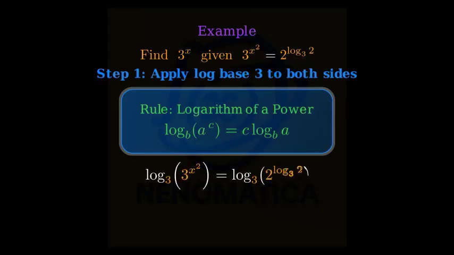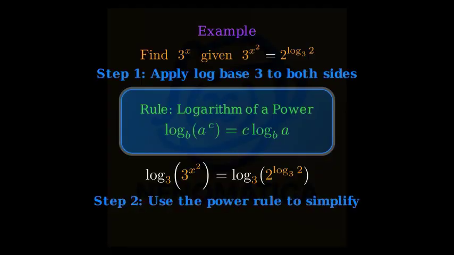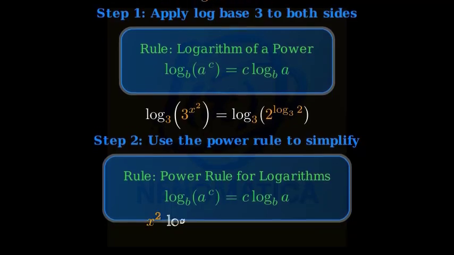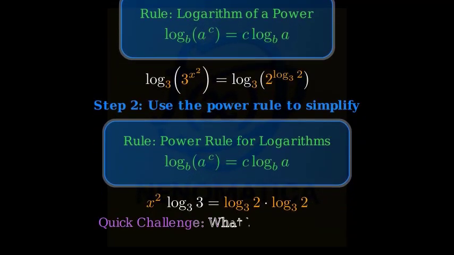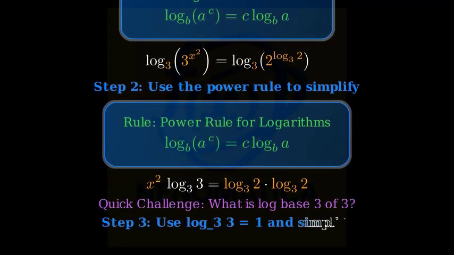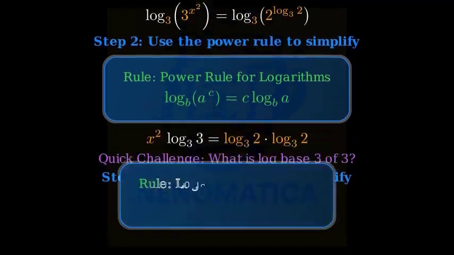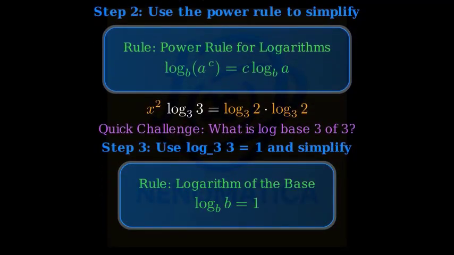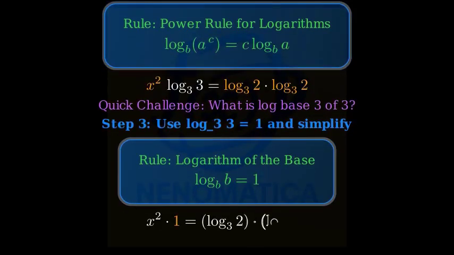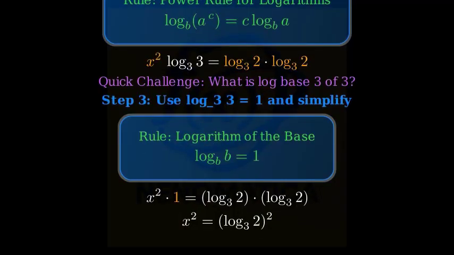Taking log base 3 gives log base 3 of 3 to the x squared equals log base 3 of 2 to the log base 3 of 2. Step 2. Use the power rule to bring exponents down. Here is the rule again. We get x squared times log base 3 of 3 equals log base 3 of 2 times log base 3 of 2. Step 3. Substitute log base 3 of 3 equals 1. This identity converts the left side into x squared times 1. So we have x squared times 1 equals the product of two identical terms. Therefore, x squared equals the square of log base 3 of 2.